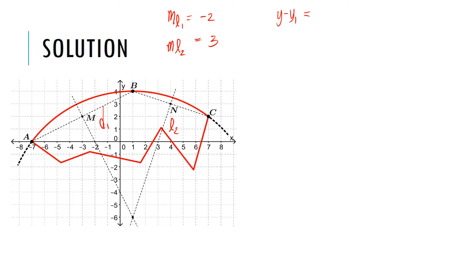what we call the point slope form. That is, you can determine the equation of a line if you have the slope of the line and a point where the line passes, or any point in the line. Okay, we already have the slopes of the two lines here. We have -2 and 3, right?